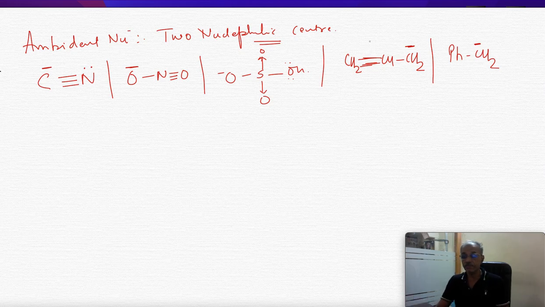Even the benzene ring, the electrons present on the benzene ring, they are also one of the nucleophilic centers. So these are ambident nucleophiles. Fine. So these are the different types of nucleophiles.